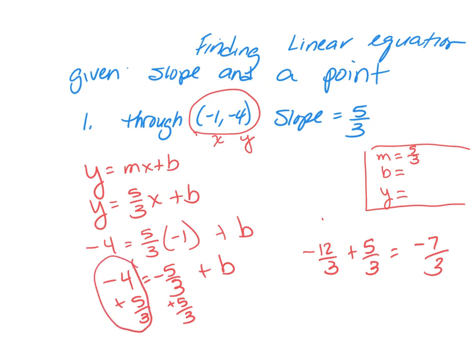So the b is -7/3, and now we're ready to write our equation, as ugly as it is, and we don't need a y there: y equals 5/3 x minus 7/3. So you're done. You filled your box. You go on to the next one. Everybody get that?